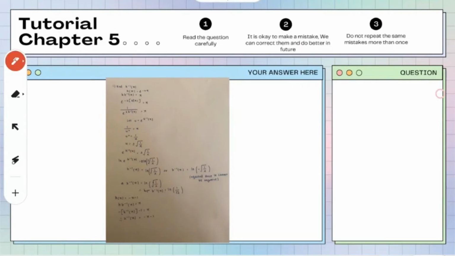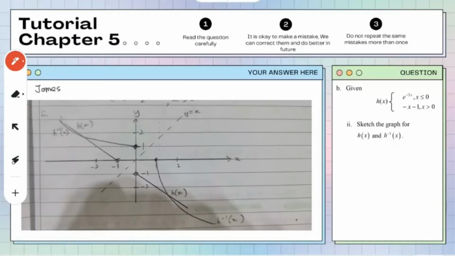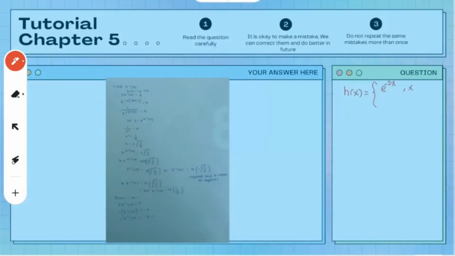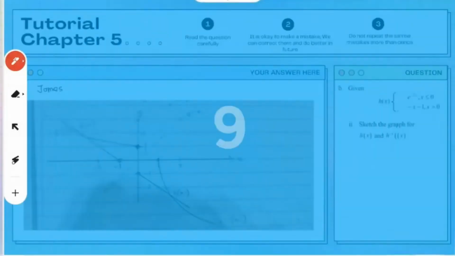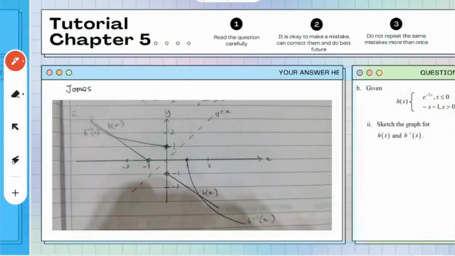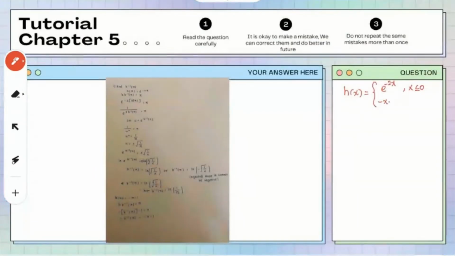Kenapa dia punya function sini hilang? So h of x kita ada dua. Yang pertama adalah e of negative 2x. This one for x, dia bagi apa? X less than or equal to 0. And the other one kita ada linear function, betul tak? Negative x minus 1. Okay. So we have negative x minus 1 untuk x more than 0. Okay, so this adalah dia punya original function hx yang diberi.